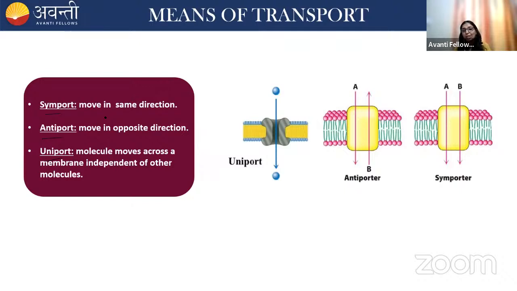Antiport: when two molecules are moving in opposite directions, this molecule A is moving in this direction, or molecule B is moving in this direction. They're moving in opposite directions, beta. Then it is antiport. The movement is antiport. An example is the sodium and proton exchanger.